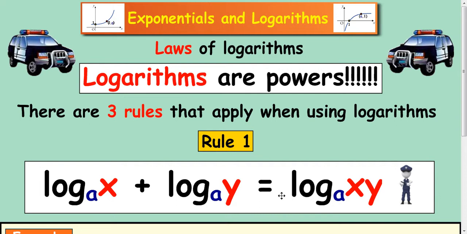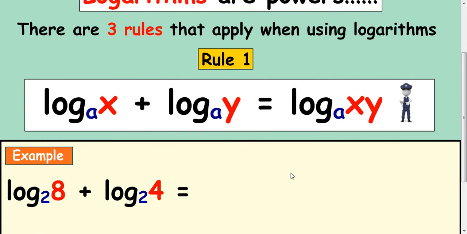So the first rule that we're going to discuss here is if you add two logarithmic values together, then the answer to this is log of x times y. Now you'll notice that the base is all the same here. We've got a base A, and a base A. This needs to be the case to add logarithms. So log x to the base A plus log y to the base A is equal to log xy to the base A. So let's look at how that works.